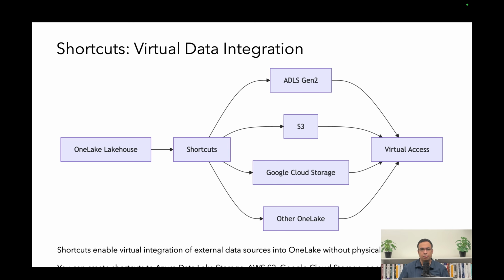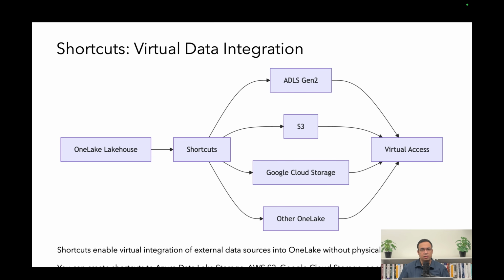for analytics. When you query against a shortcut, Fabric routes this query to the external source transparently. From your perspective as a user, you're just querying a table in your lakehouse. But under the hood, Fabric is handling the authentication to the external source, translating that query to the appropriate protocol, fetching the data, and returning the results. All of this happens automatically.